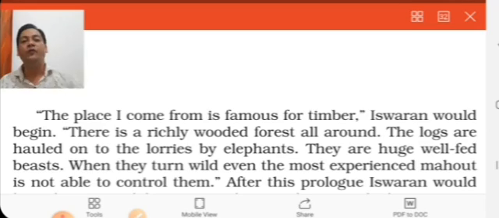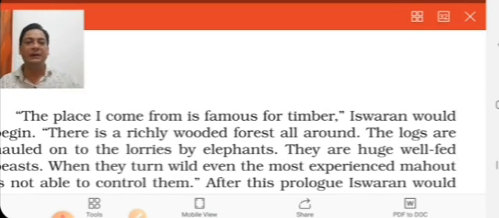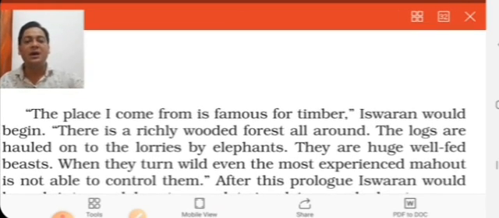It was famous for timber. Timber is a kind of wood which we have in our house as furniture. Timber produces wooden boards, plywood, and so on. So Ishwaran said that where he used to live was a very forested area, with a big thick forest spread out. The logs are hauled onto the lorries by elephants. Logs means pieces of wood, pieces of trees, the big stumps. The stumps were carried onto the lorries, the trucks, by the elephants. So the elephants work as bulldozers.